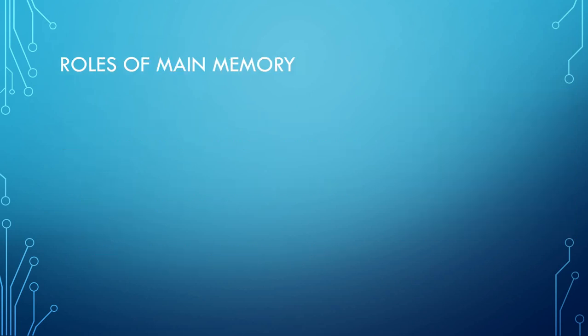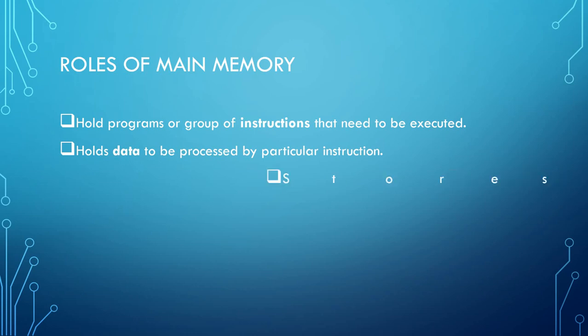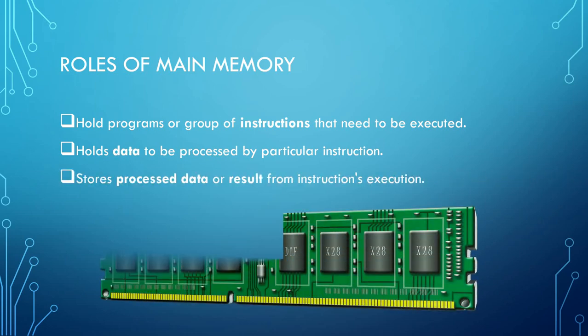Roles of main memory. Hold programs or groups of instructions that need to be executed. Holds data to be processed by a particular instruction. Stores processed data or results from instruction execution.